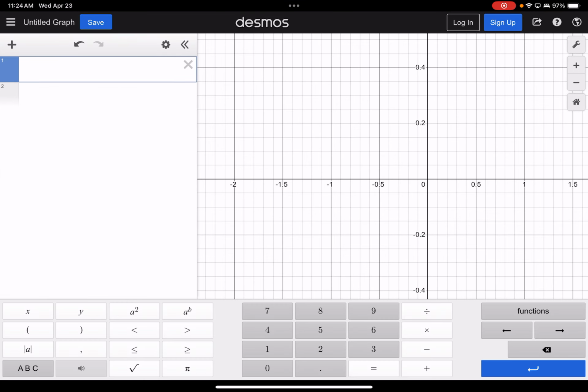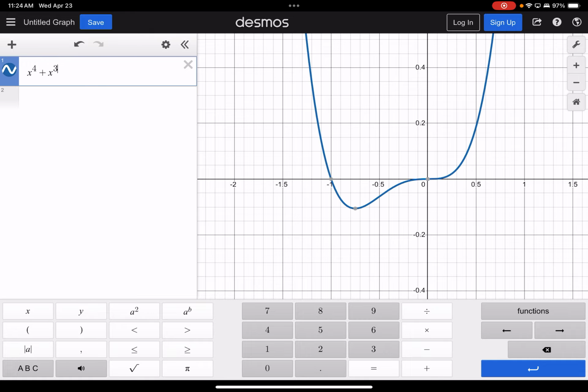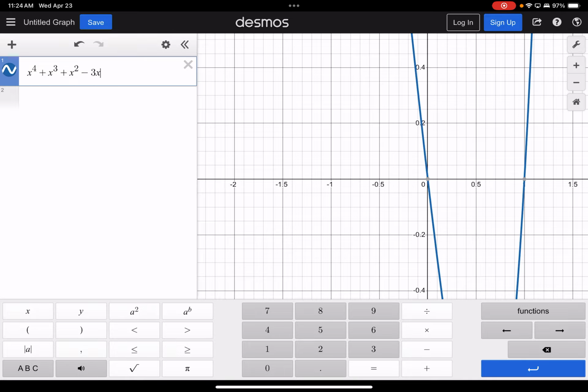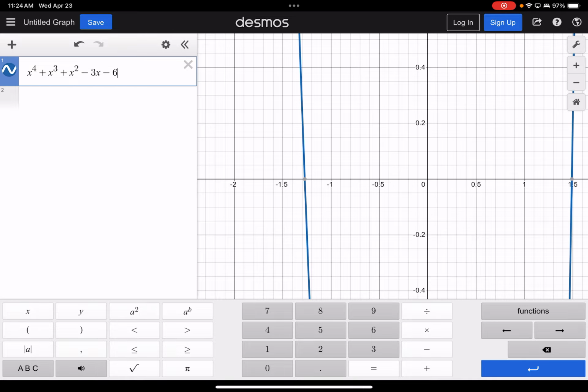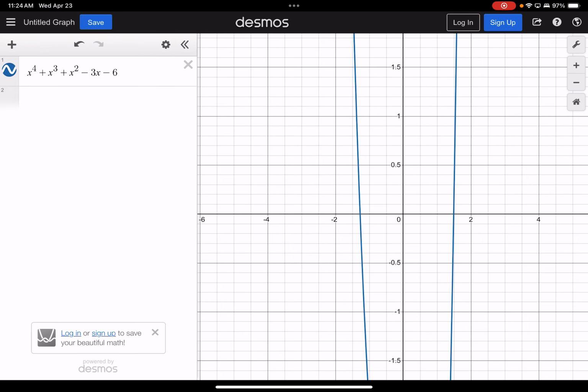Wait till my pass comes back, actually. Let me get this out. All right. So we've got x to the 4th plus, is it just x cubed, next one? Cubed. Can you tell me what comes next? Plus x squared. Okay, do I have a coefficient on the linear term? Minus 3x minus 6. Okay. All right, so here's my graph on Desmos.